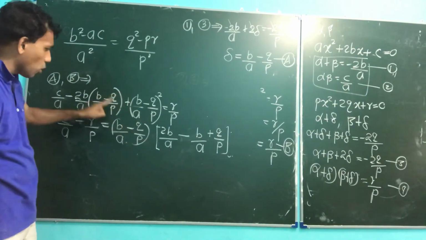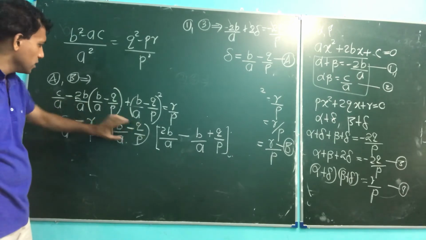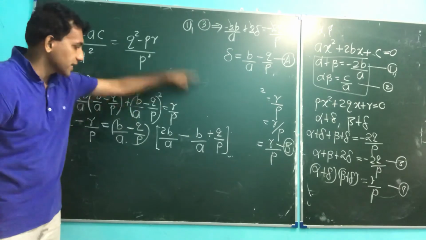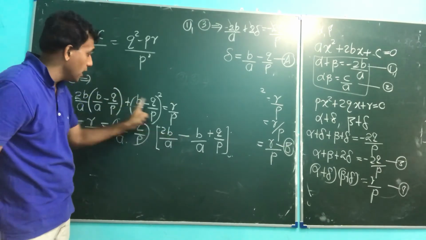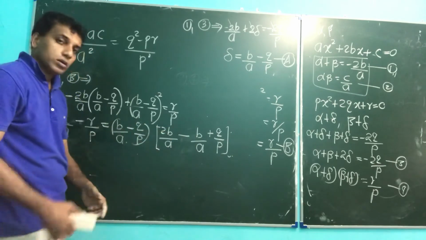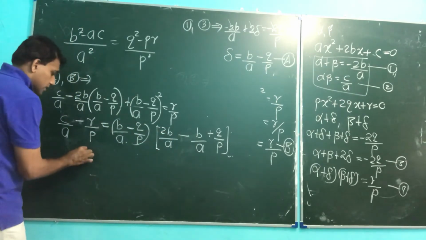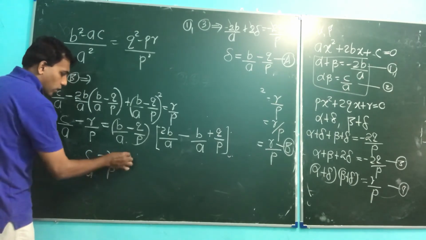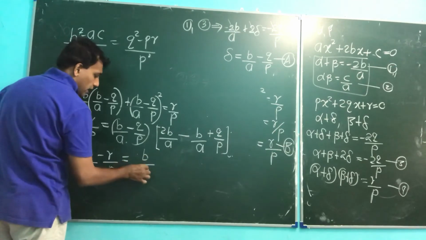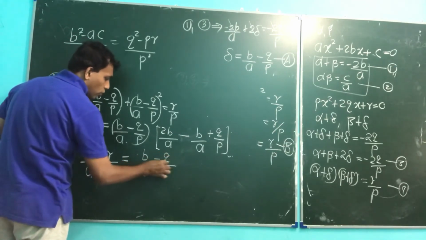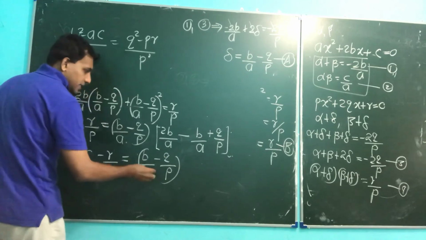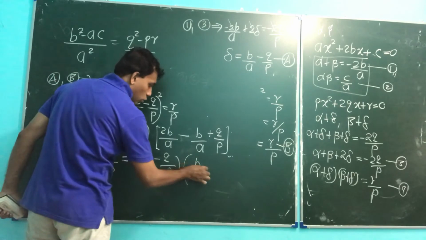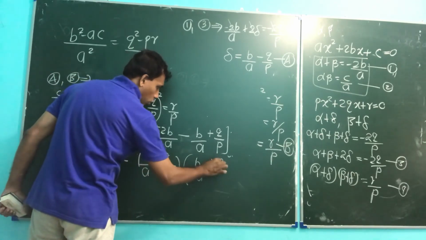I took this common factor, take the common factor. So minus that side, plus that side, minus. So minus B over A minus plus. Okay, therefore C over A minus R over P equals B over A minus Q over P. What is inside? Simplify. 2B minus B, 1B, so 1B over A plus Q over P.